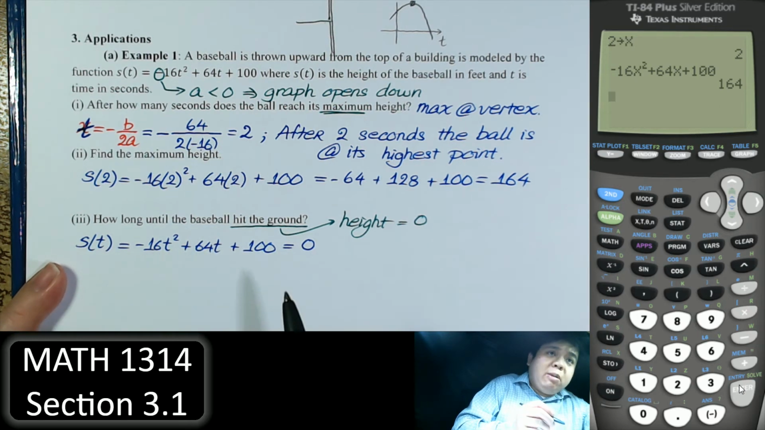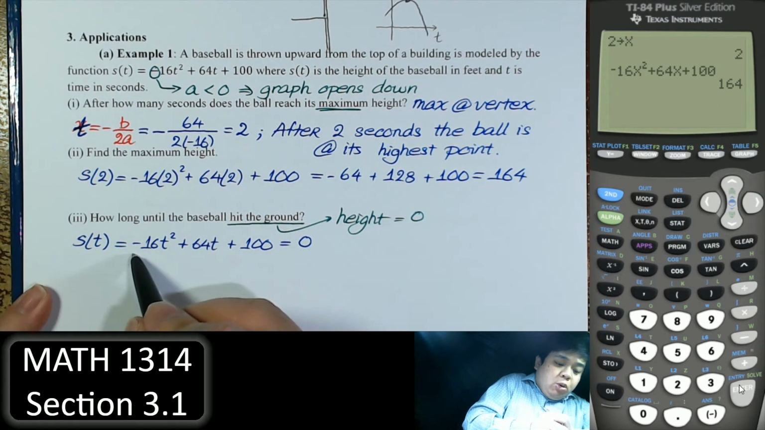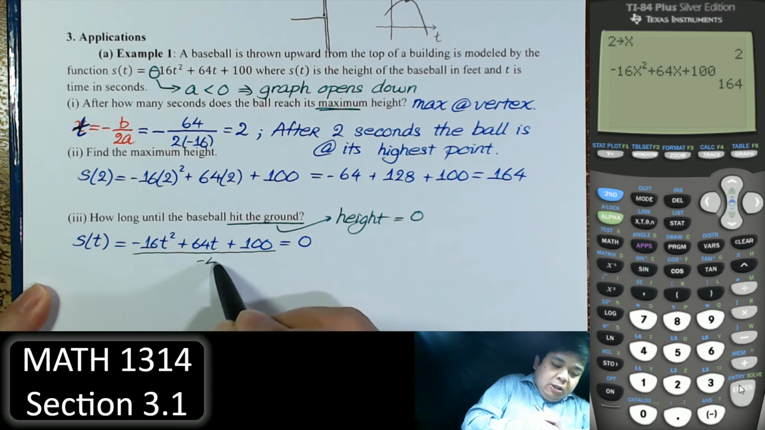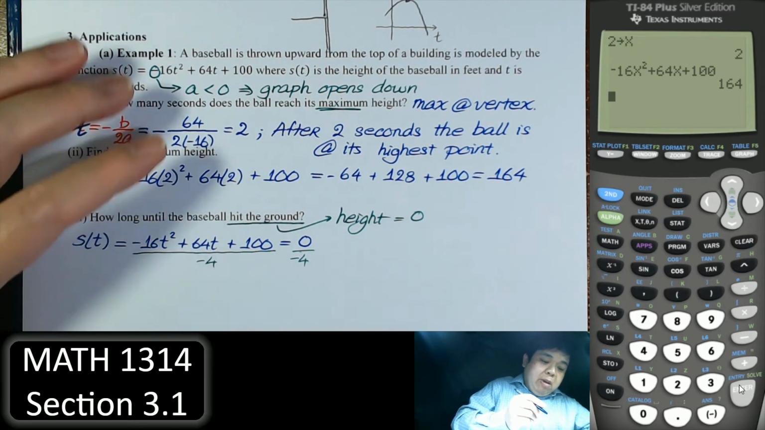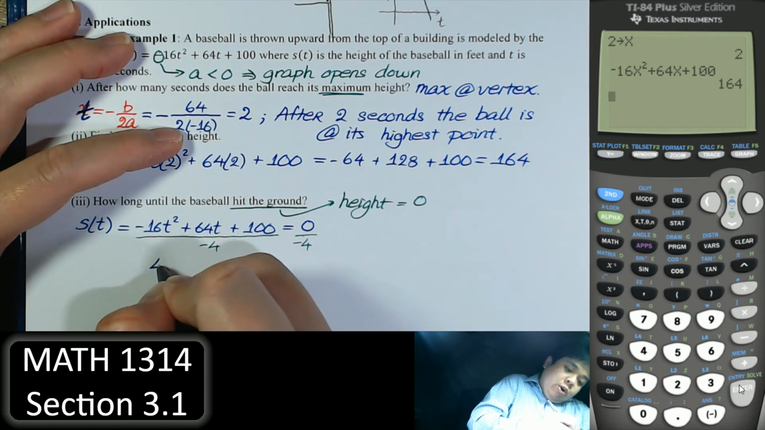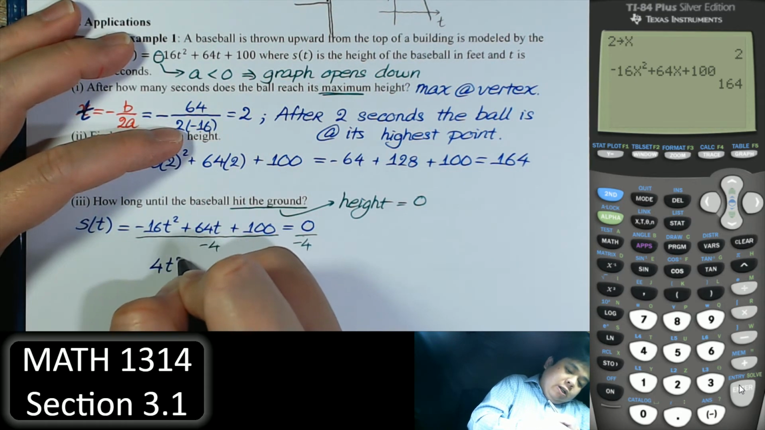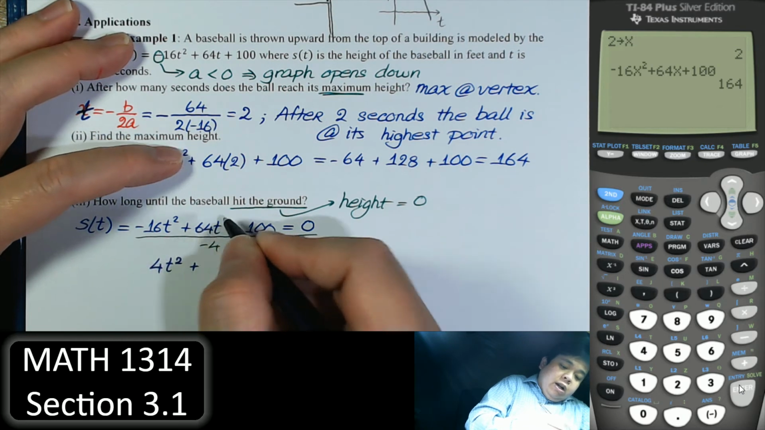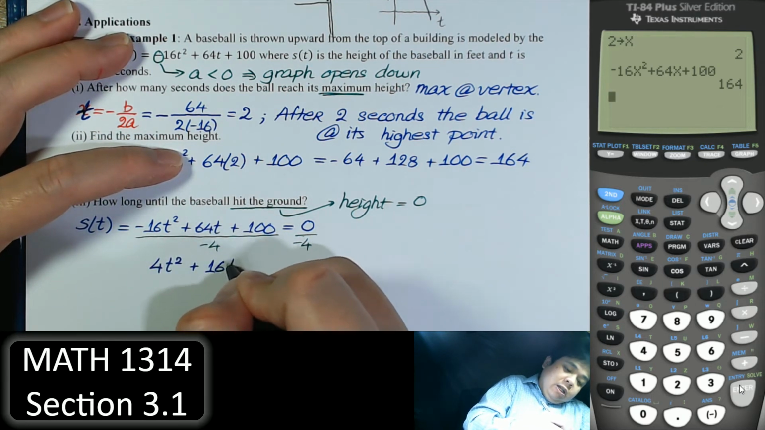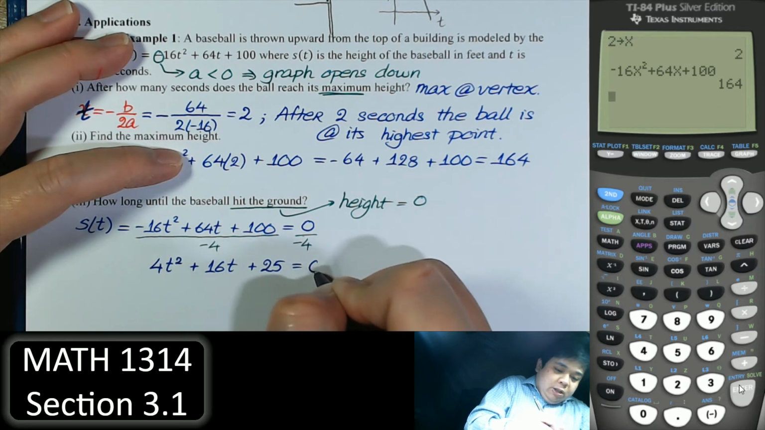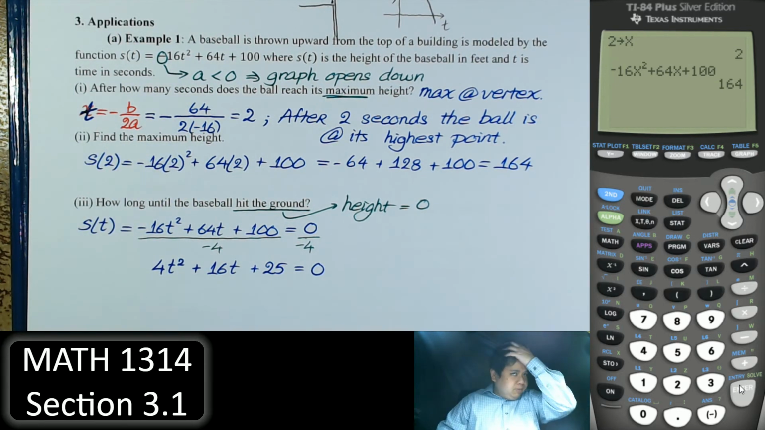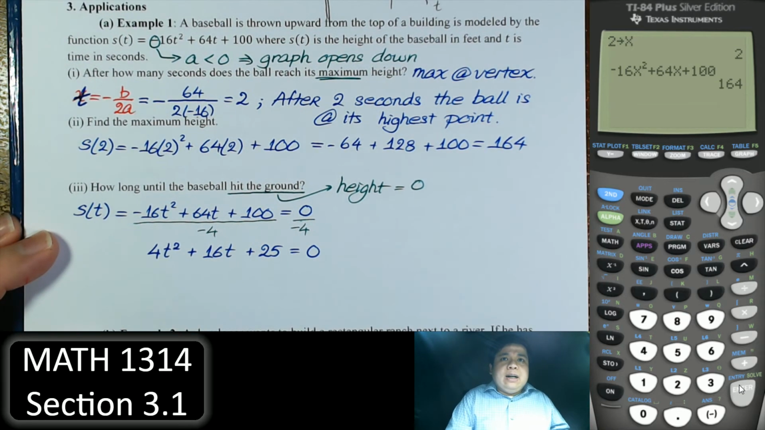Looks like all of them are divisible by 4, so I'm just going ahead and do that. Negative 4 will be even better. So that gives us 4t squared plus 16t plus 25 equal to 0. Right? So here we can try factoring, but I'm just going to use the quadratic formula.